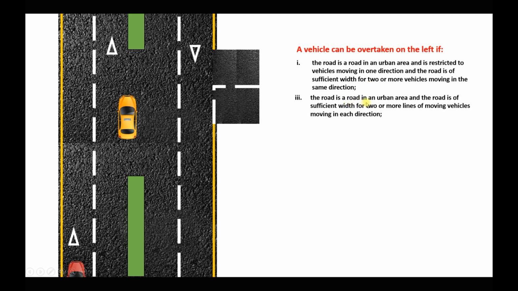Alright, the road is a road in an urban area, and the road is of sufficient width for two or more lines of moving vehicles which are moving in each direction. One of the important things with this rule is that this applies in an urban area, because that's where you can have situations where you can just turn through an opening.